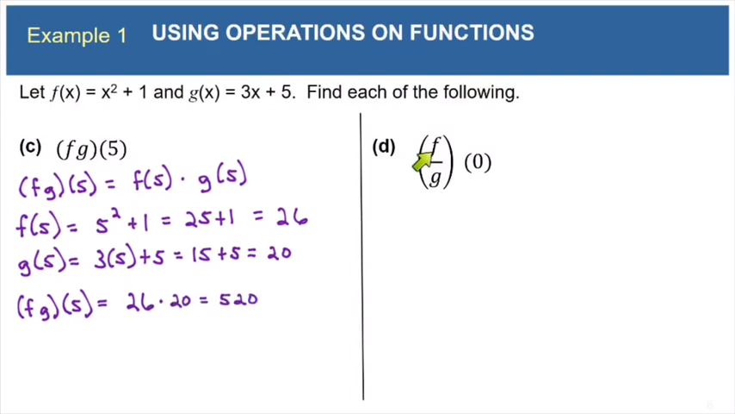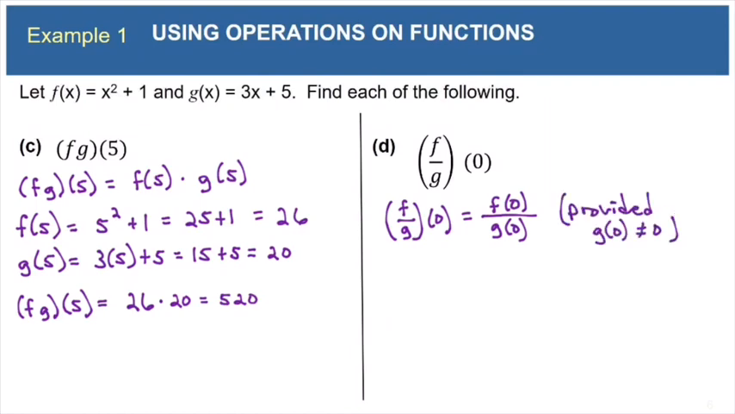Now for part D, f divided by g of 0 is equal to f of 0 over g of 0, provided, of course, that g of 0 is not equal to 0. Because if g of 0 were to equal 0, then we would have whatever the top number is divided by 0, and that would be undefined. So this will only have meaning as long as g of 0 is not equal to 0 itself.